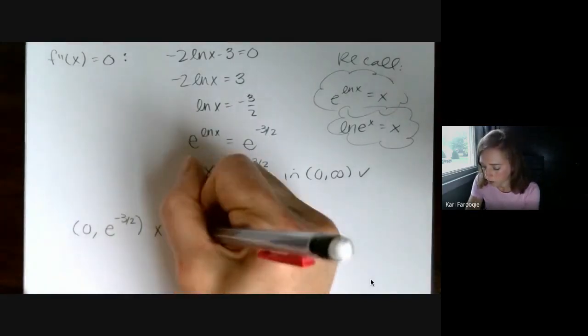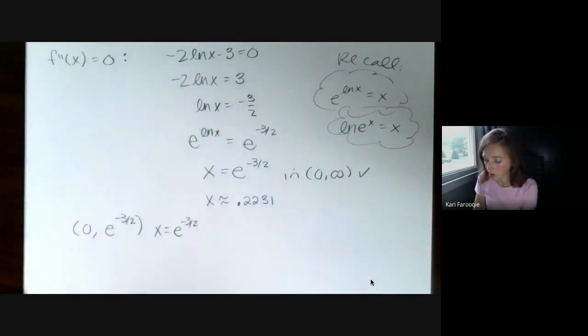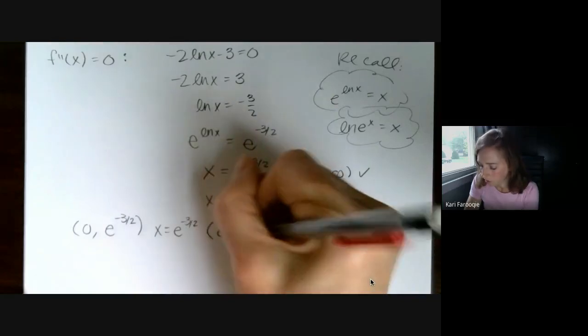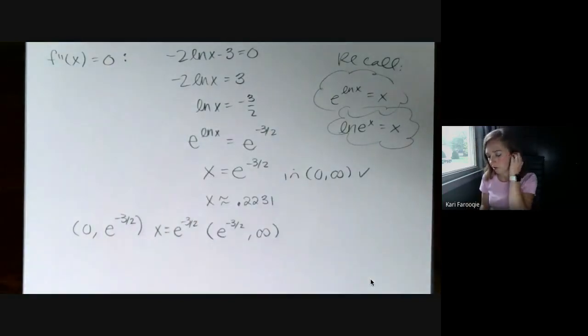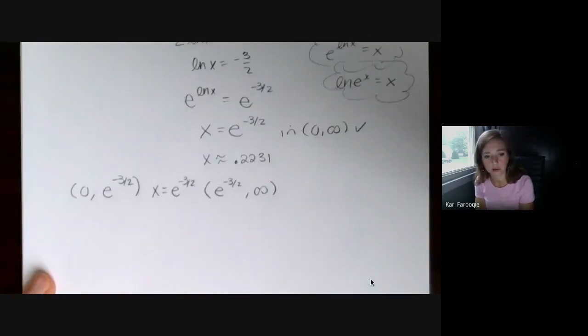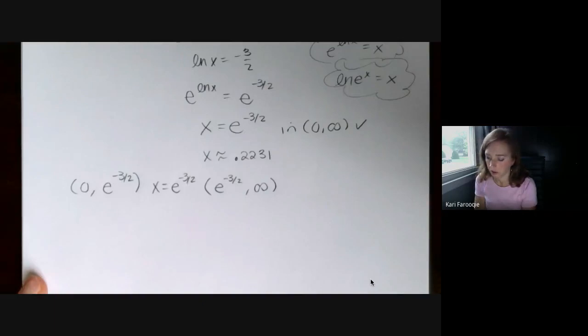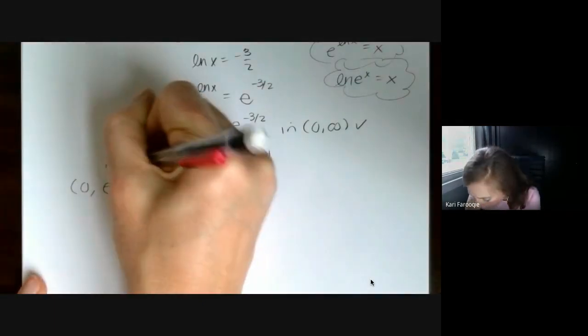If you want to actually put that into your table, that's up to you. I'm going to put it in there because we're going to be using it in later lessons. And we can go ahead and find a function value for it and put it in there too. So this is approximately 0.2231.